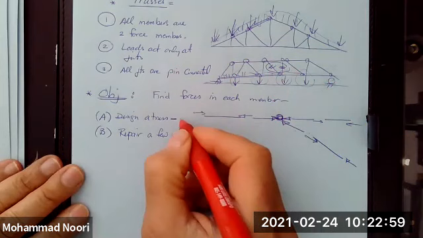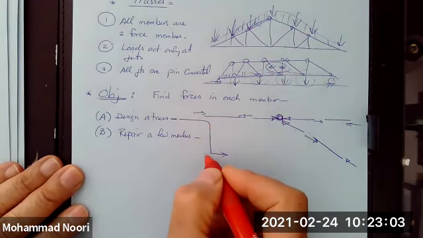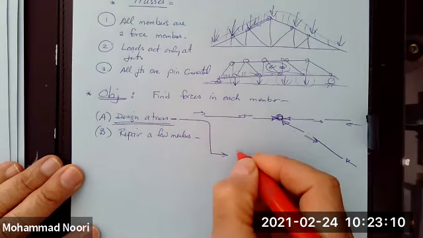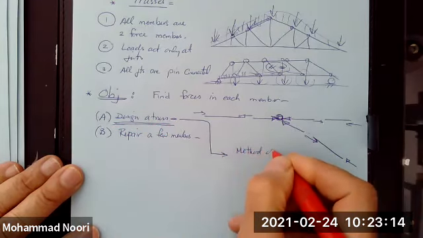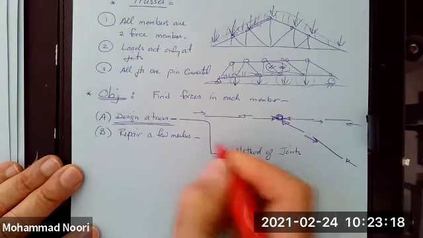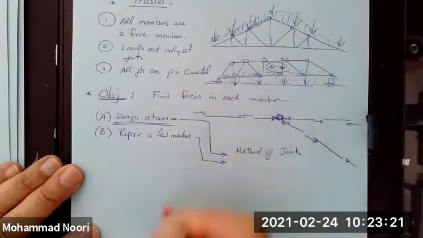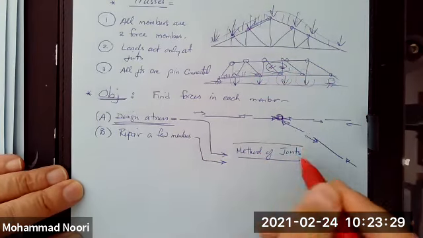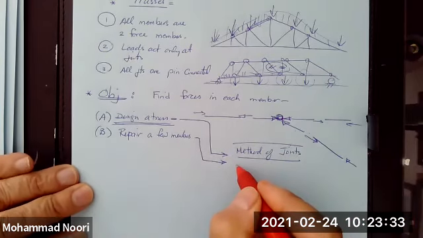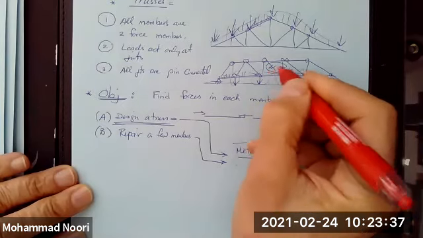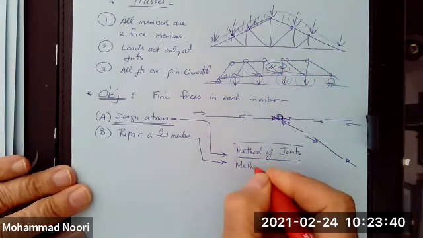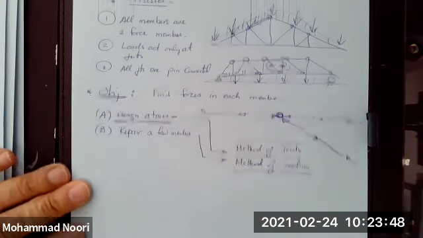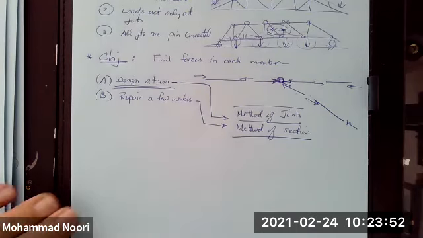Okay? So depending on what kind of problem you're facing, there are two approaches. For designing a truss, that is finding all member forces, we use an approach called method of joints. If you only want to find member forces in a few members, for an existing structure, we use a method called method of sections. Okay, so we will cover both, and both are covered in the course that I've referred to.